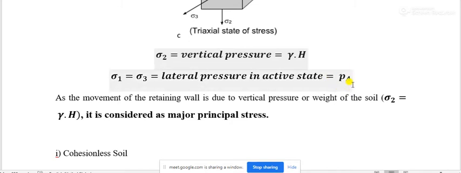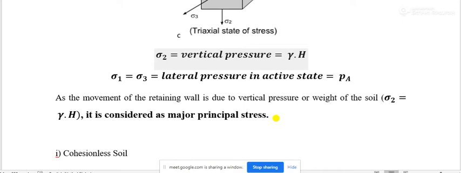This is the lateral pressure in the active state, or you may say the active pressure, or lateral pressure in active condition, or concisely active earth pressure. For this PA you have to derive an equation, likewise the equation for P0. And obviously, as the movement of the retaining wall is due to vertical pressure, I have already told that it is considered as major principal stress.